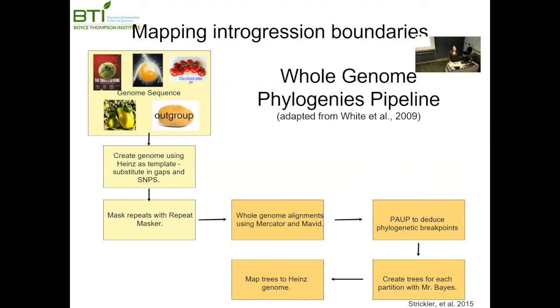We ran PAUP to try to delimit where the phylogenetic breakpoints were occurring along the alignment. Then for each one of these partitions, we ran MrBayes to determine a tree for that partition. All these trees were mapped back onto the Heinz genome, so that we were able to see where a change in topology occurred along the chromosome.